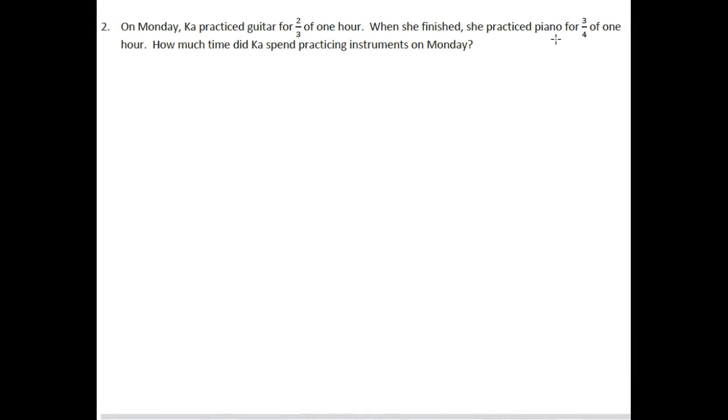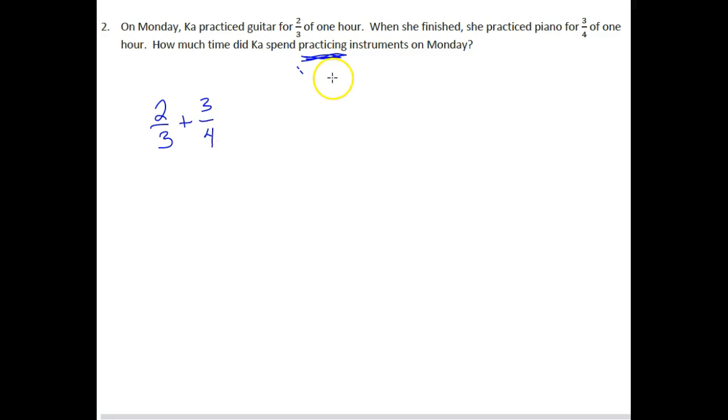On Monday, Kai practiced a guitar for 2/3 of 1 hour. When she finished, she practiced piano for 3/4 of 1 hour. How much time did she spend practicing? So total practicing. So we're going to take these two amounts. We're going to take 2/3 and we're going to combine that with 3/4.